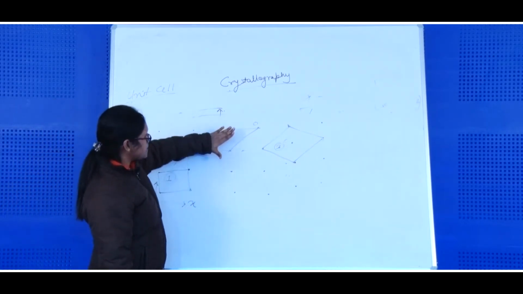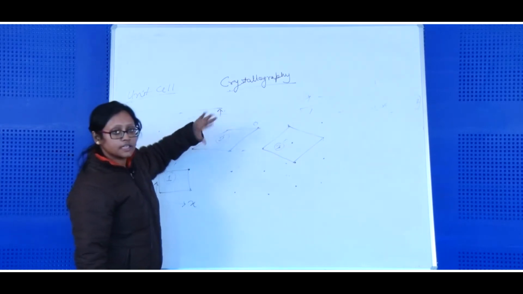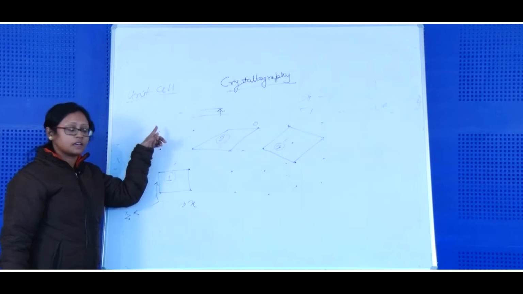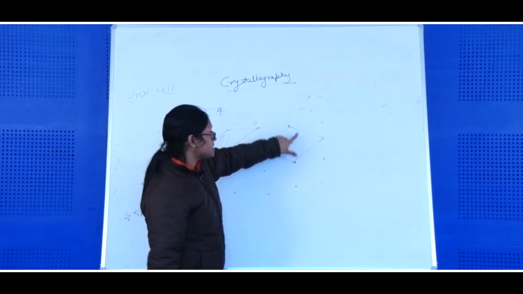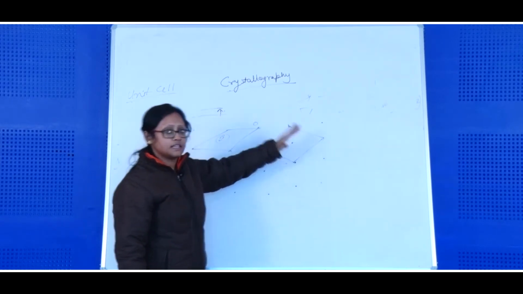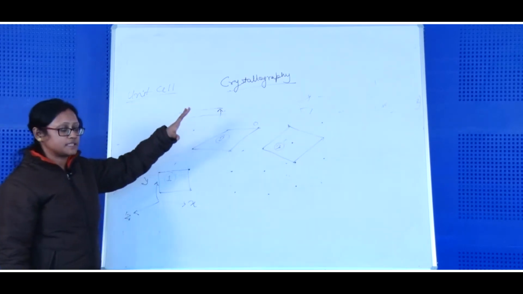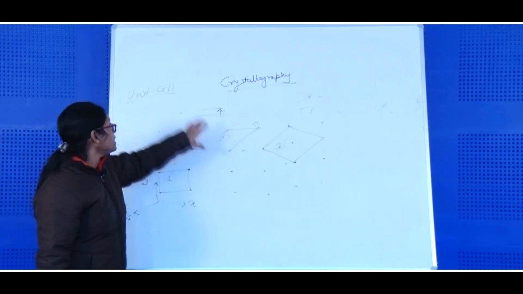Similarly, if I repeat this block 2 in all the directions, again I can construct the whole space lattice. Or if I repeat this block 3 in all the directions, again I can construct the whole space lattice. These blocks 1, 2, 3, these all are called unit cells.